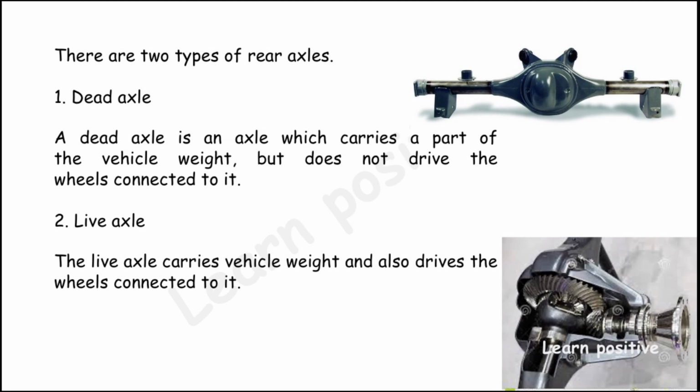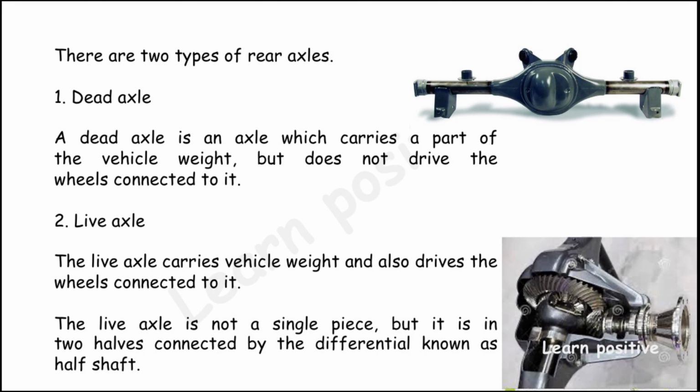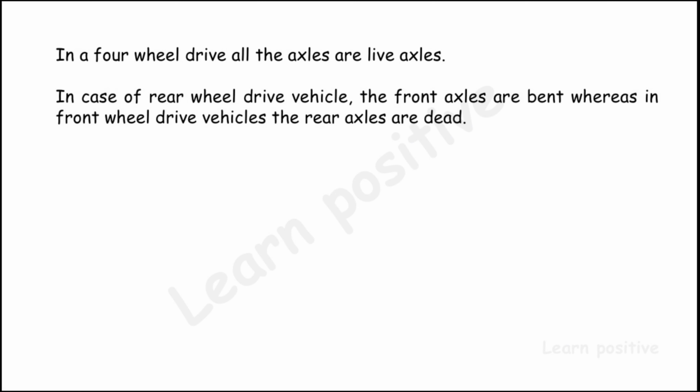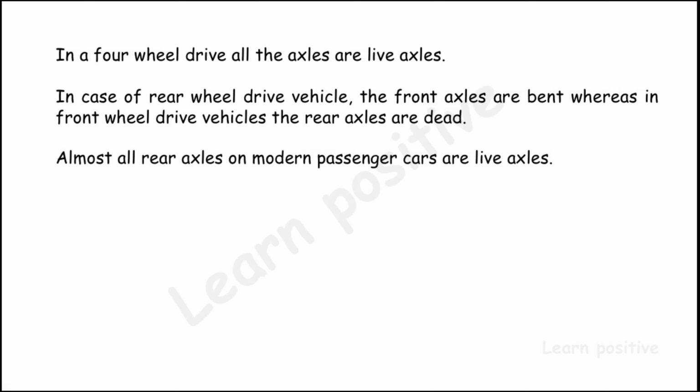In the live axle, the axle carries the vehicle weight and also carries the drive to the connected wheels. The live axle is not a single piece, but two halves connected. One is the differential and the other is the half shafts used for the rear axles. In a four-wheeler drive, all the axles are live axles only. In a rear axle drive vehicle, the front axle is dead, whereas in front wheel drive vehicles the rear axles are dead ones. Almost all the rear axles on modern passenger cars are live axles nowadays.